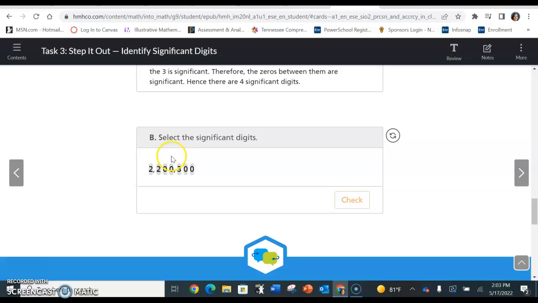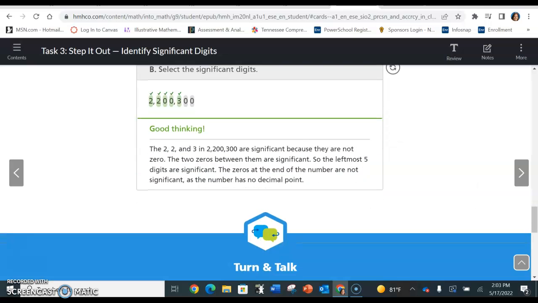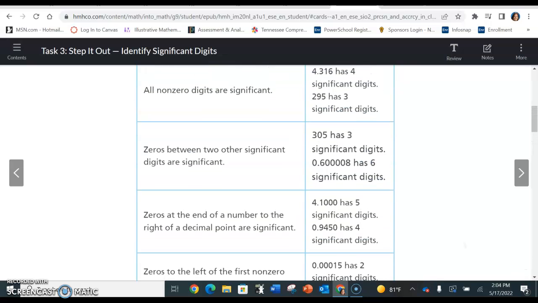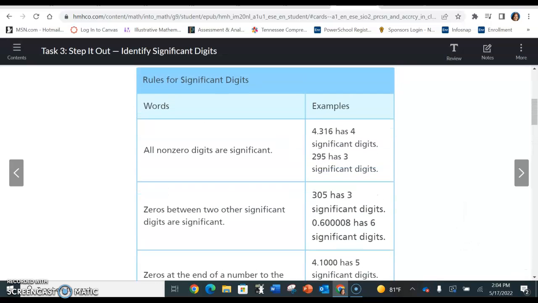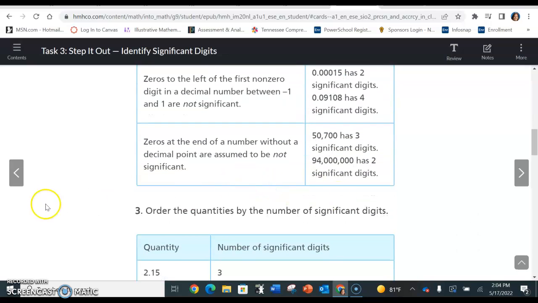All right, so it says select the significant digits. So this one's significant, this one, this one, this one, and this one. These two would not be considered significant because there's no decimal place. It's just to the right of the 3. All right, so again, review your rules here. These are important to know, rules for significant digits. If you get to know those, then this will not be too difficult. That's all for task 3. If you have any questions, let me know.